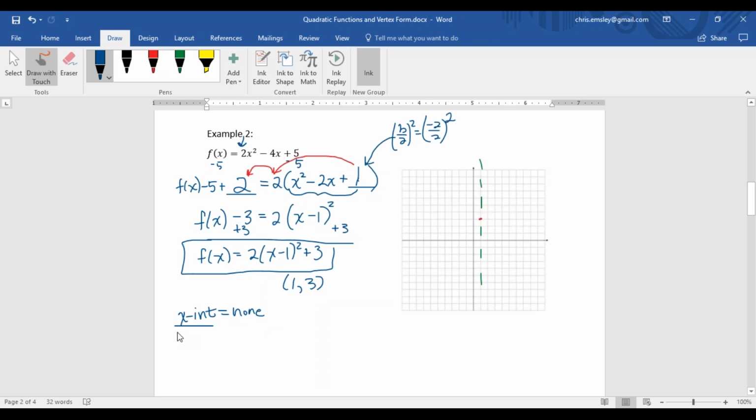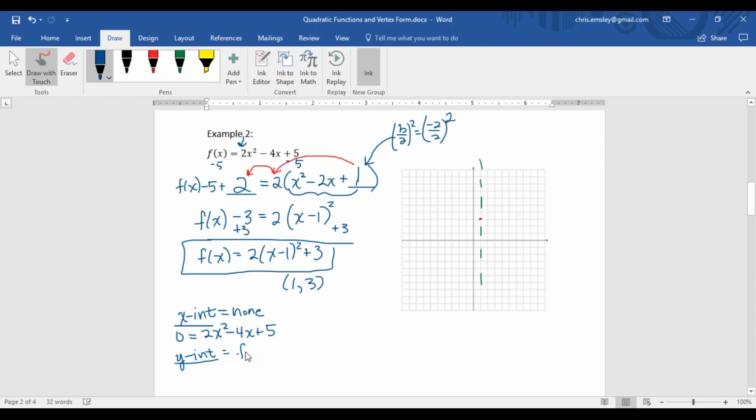If we did go ahead and try to calculate those x-intercepts, we set 0 equal to, I like to use the original form, the standard form, rather than vertex form for finding your intercepts. When we would use the quadratic formula on this, we'd end up trying to take the square root of a negative number, and that can't happen, so that means that there are no x-intercepts.